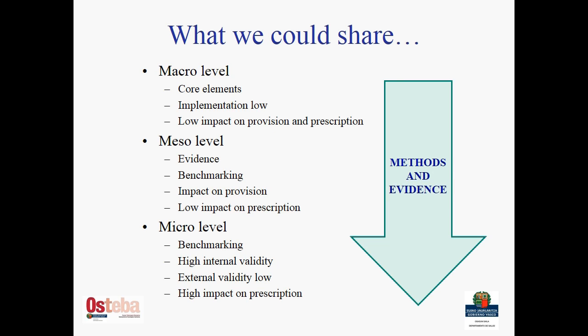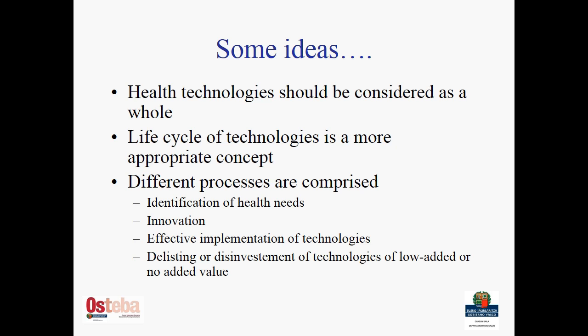What can we share? I am convinced that we can share for sure the methods and the evidence. In the macro level, because they are core elements, the implementation is maybe low, and we have low impact in provision and prescription. In the meso level, we need to use the evidence, doing more benchmarking, and analyzing more the impact on provision. And maybe we are arriving at the low impact on prescription. In the micro level, which is the clinical decision, we need benchmarking, we need to improve the high internal validity, but the external validity usually is low, but we can arrive, with this evidence, at a high impact on prescription. Some ideas, just to conclude.